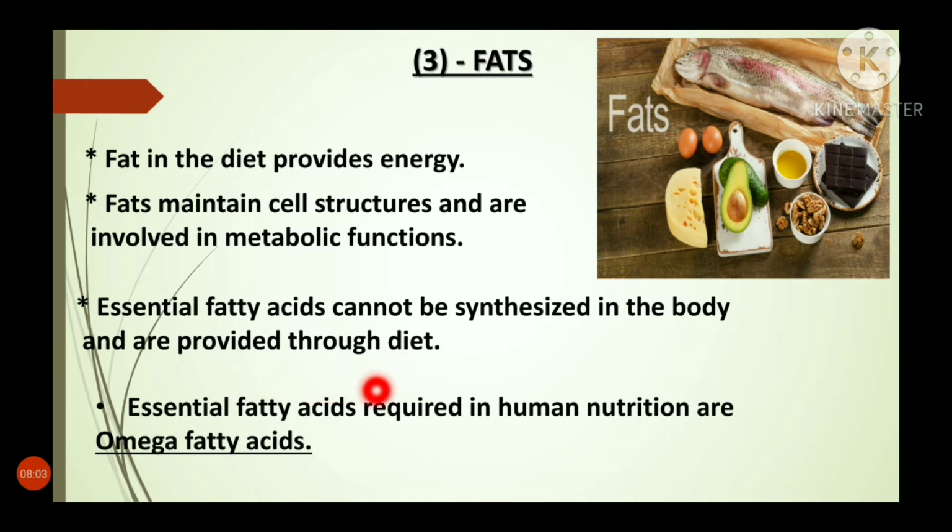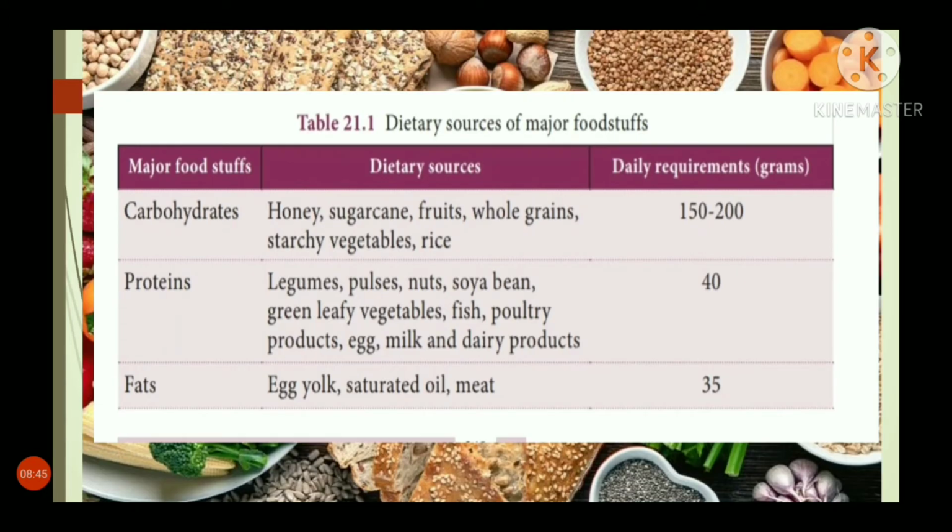Essential fatty acids required in human nutrition are omega fatty acids. You can ask, ma'am, where is this omega fatty acid? This is mostly present in fish.